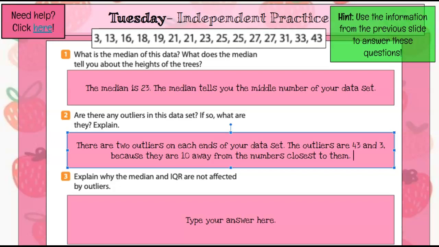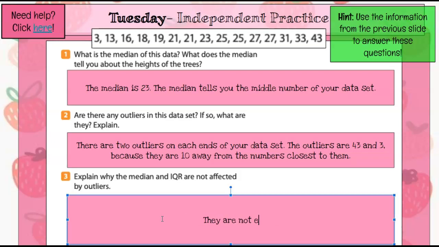Okay? So why is the median and IQR not affected by those outliers? Well, the median finds your middle of a set of data. So even though 3 and 43 are very far away, they're on the ends, which means even if this number was 33 and this was another 13, your middle number would still be 23. It doesn't matter because they are outside on the ends. So that's what we're going to explain here.